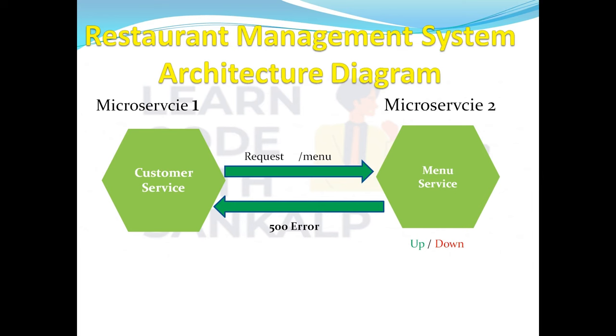It will give a 500 error, meaning internal server error, something went wrong. This is not good for customer satisfaction, because our application will be down. So we have to configure Resilience4J. If the menu microservice is down, we provide some dummy data to the customer microservice for a particular time. This is the main advantage of Resilience4J.